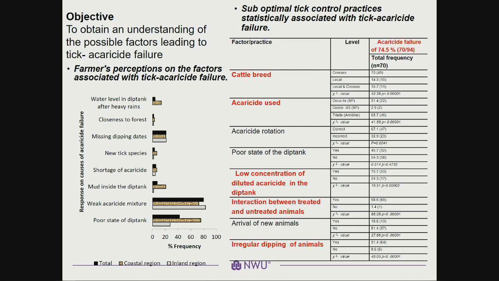But when we looked at the factors that were associated with acaricide failure, we saw that cattle breed accounted for acaricide resistance. The underlying factors that could lead to acaricide resistance were the lack of acaricide rotation, low concentration of diluted acaricide in the dip tank, interaction between treated and untreated animals, as well as farmers missing dipping dates for the immersion of cattle. Thank you.